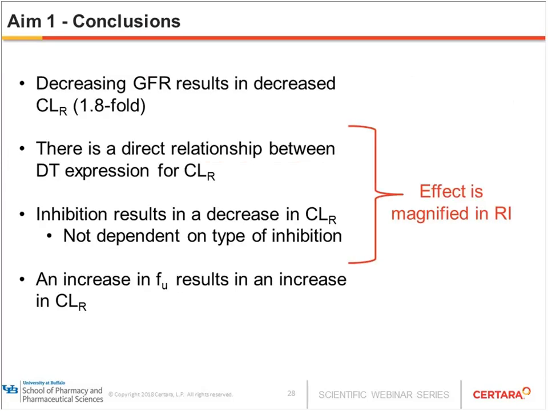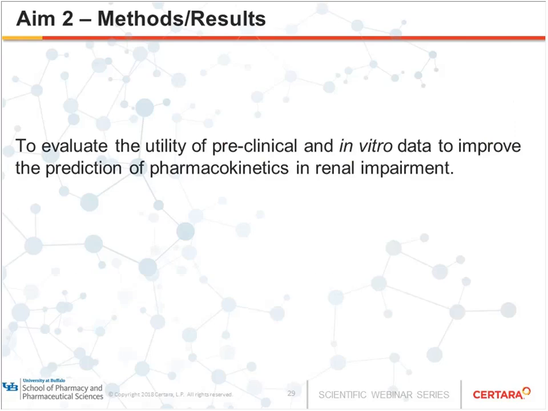So to conclude for A1, decreasing GFR results in decreased renal clearance. There's a direct relationship between drug transporter expression and renal clearance for an actively secreted compound. Inhibition of drug transporters results in a decreased renal clearance, and this was not dependent on the type of inhibition. And finally, an increase in fraction unbound results in an increase in renal clearance. And I've highlighted the two effects that seem to be magnified by renal impairment.